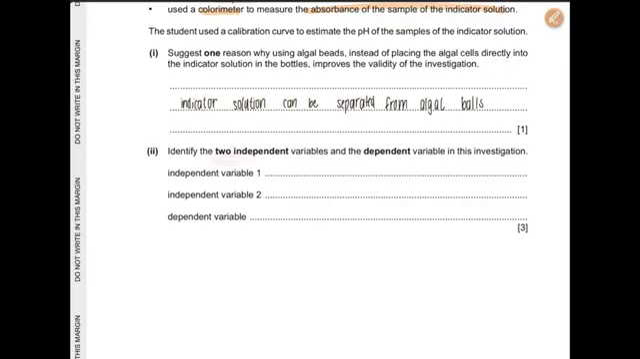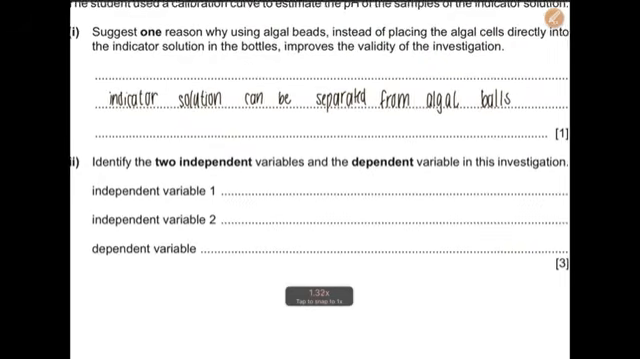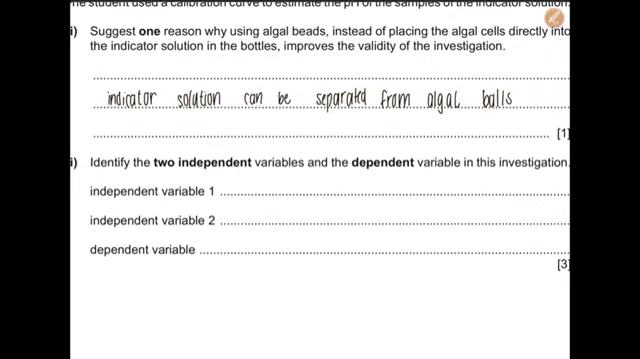Identify the two independent variables and the dependent variable in this investigation. The independent variable is something that you are changing. So the first independent variable is obviously the wavelength of light, because you are putting different filters, so you can change the light. Therefore, we'll say wavelength or the color of light. Both of them are correct according to the marking scheme.